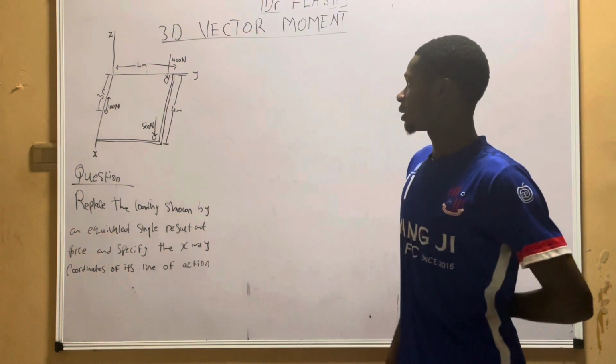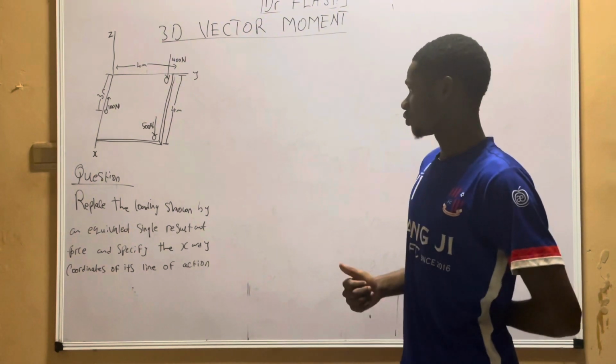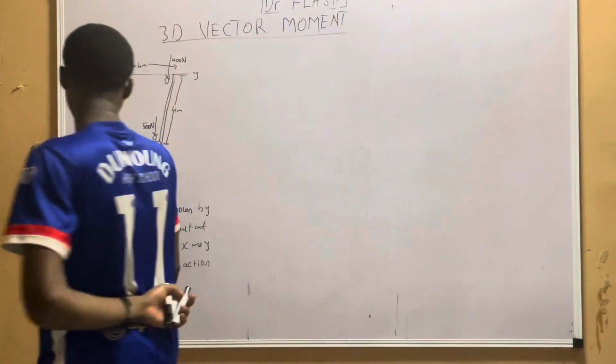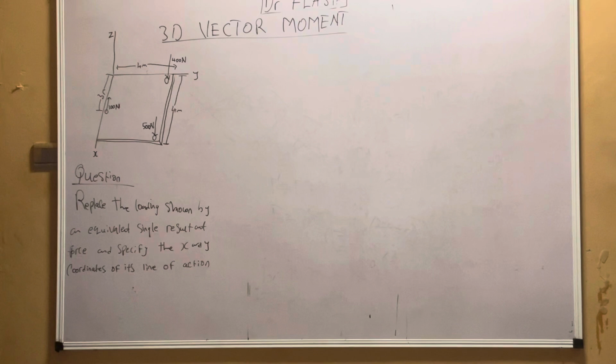And to solve a problem like this, we make use of the vector moment and the right hand rule, of which I'm very certain the majority of you haven't heard of before. But I believe with this example, you guys will be able to understand and solve questions of 3D vector moments. Okay, now the first thing I want to do is take the summation of the forces.